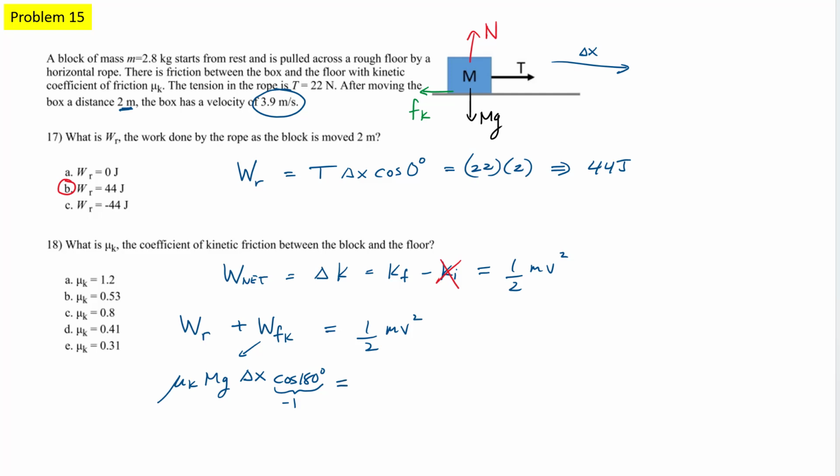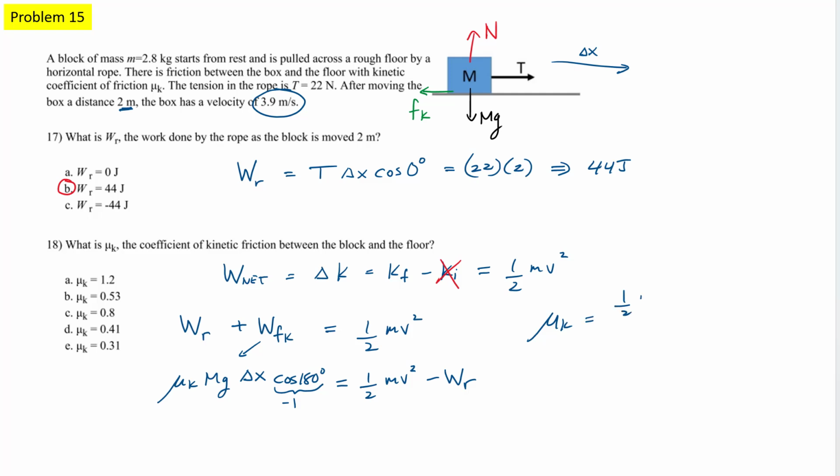All right, now let's bring everything else on the other side. So what we get is 1/2 mv squared, and we get minus the work done by the rope, or by the tension. Okay, so that's it. All you have to do now is just isolate what this value of mu k is. So you get mu k. Again, just divide through by all of these terms.